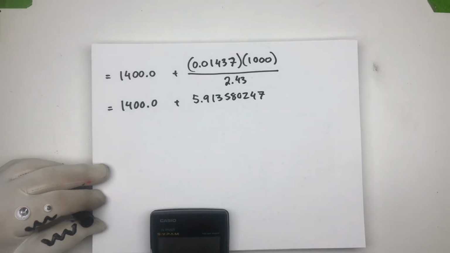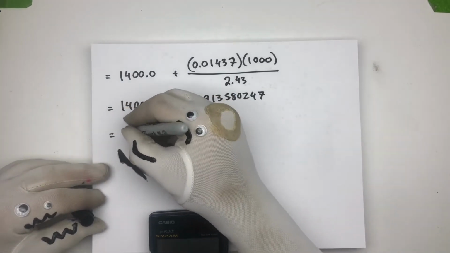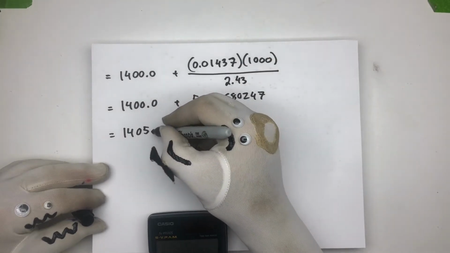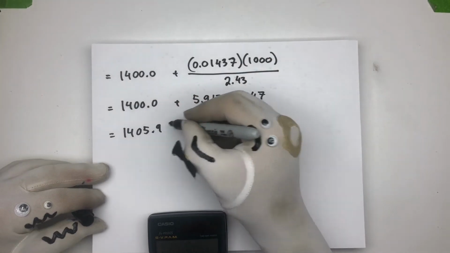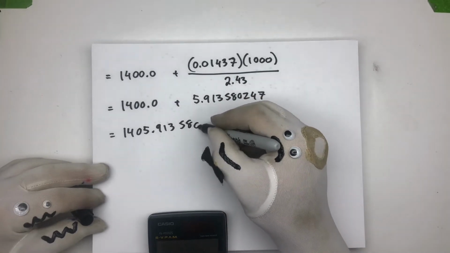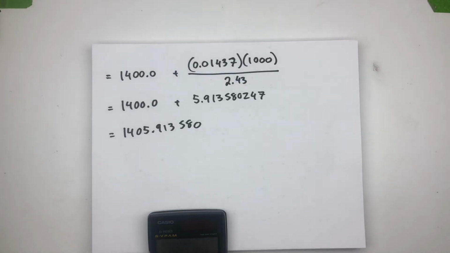Yeah, I'll keep on going. Plus 1400. Well, that was easy. I don't have to write that. So it's 5.91359. Okay. So now we do our math here.